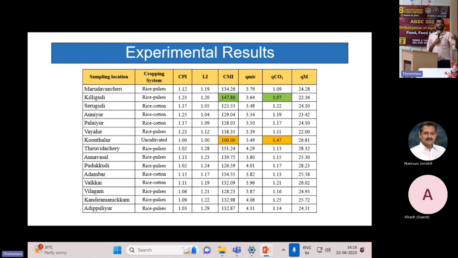Next is qCO2, the metabolic quotient. The threshold level of qCO2 is 2, where a value above 2 indicates the presence of less efficient microorganisms. Since the values are less than 2, it indicates the presence of efficient microorganisms in the soil. And finally, is the mineralization quotient, which is due to the respiration activities occurring in it.